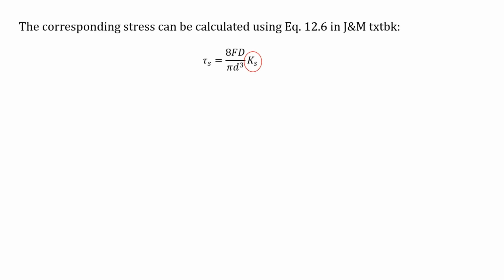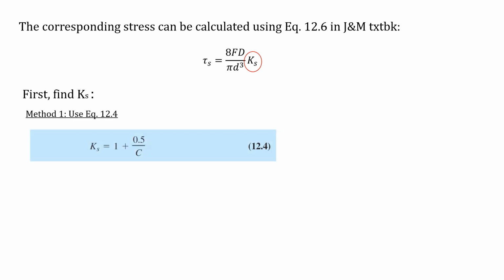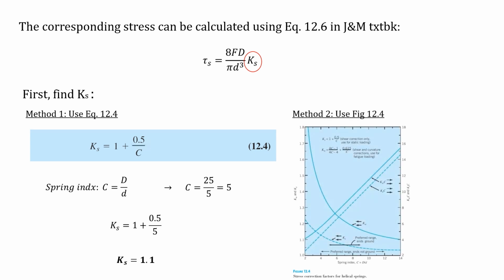So now we can find the corresponding stress. We can find that in two different ways, but first we need to find Ks. So the first method for Ks is using equation 12.4. So we have Ks equals 1 plus 0.5 over C. And then we can find our spring index, which is the large diameter over the small diameter, which we're just given in the question. So we can substitute that into our Ks equation, and we find that Ks equals 1.1.